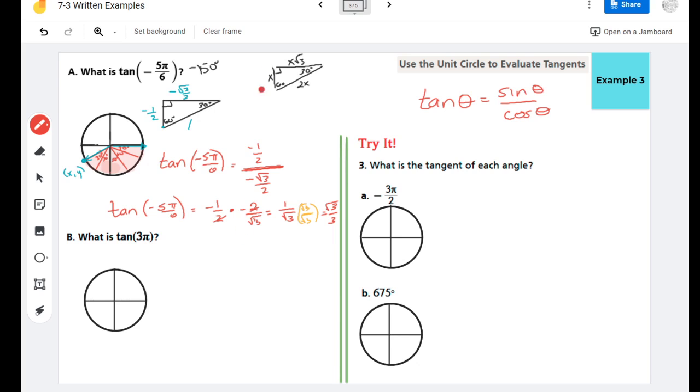So my tangent, I'm going to write my final answer out because that's a lot of math. So my tangent of negative 5 pi over 6 is root 3 over 3.